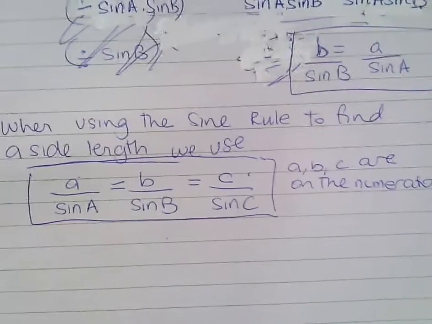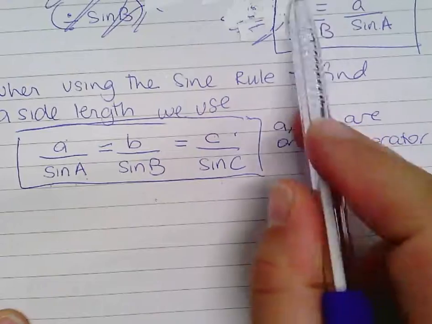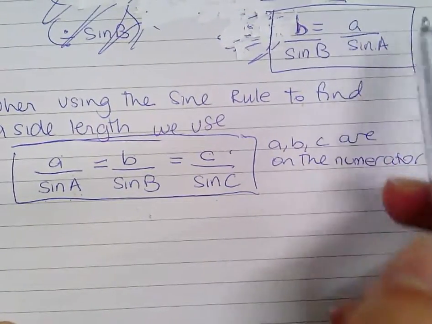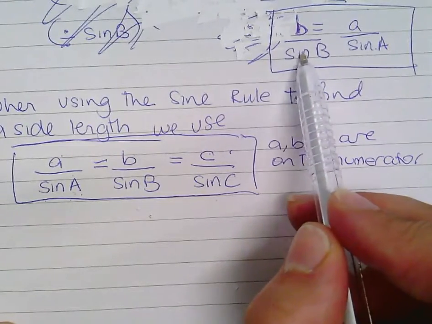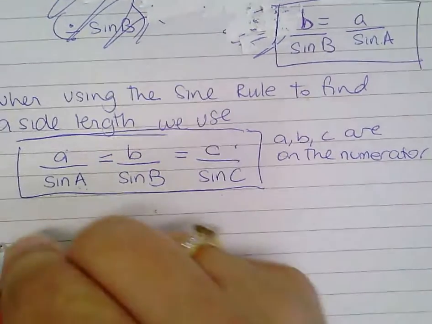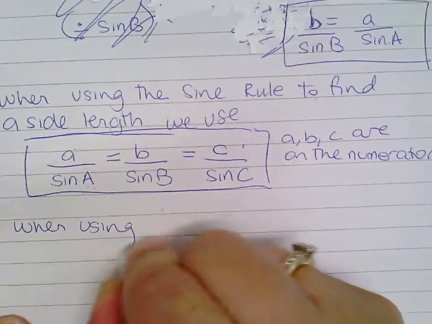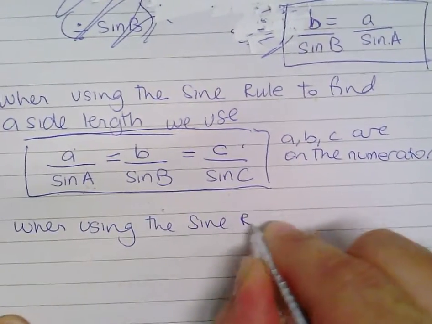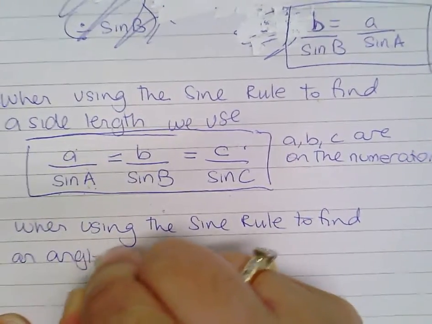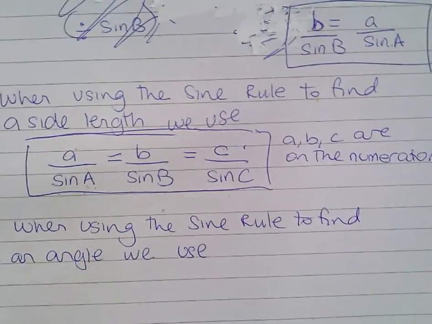And you're all probably thinking, what is she going on about? What's the other version? Well, the other version of the sine rule is to swap. If I swap up here the little a and the sine b, and the little b and the sine a, I would have the sines on top. So you can also use the sine rule as follows. When using the sine rule to find an angle, we use the other version, which is the flipped version of this.